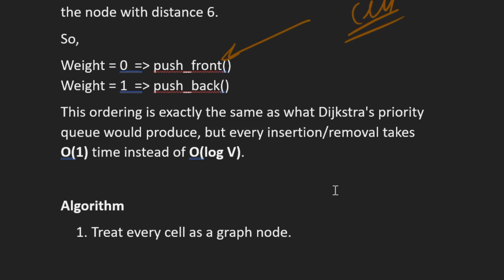So basically it's similar to Dijkstra's priority queue, but as we know, in Dijkstra's priority queue the time complexity is big O of log V. But here, when we know either we have to insert in the front or in the back direction, that will take only big O of one time. That's why we are using a dq over here, right?